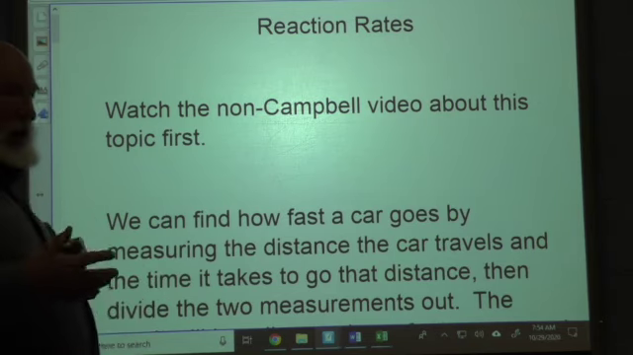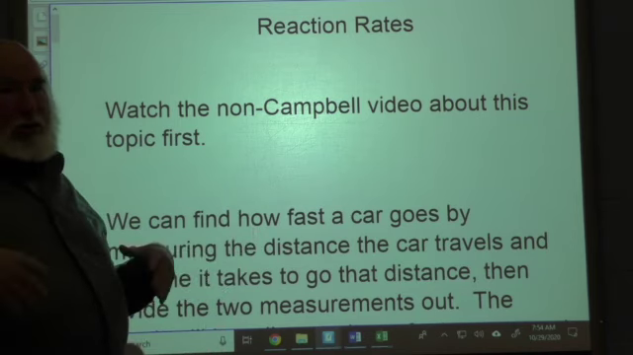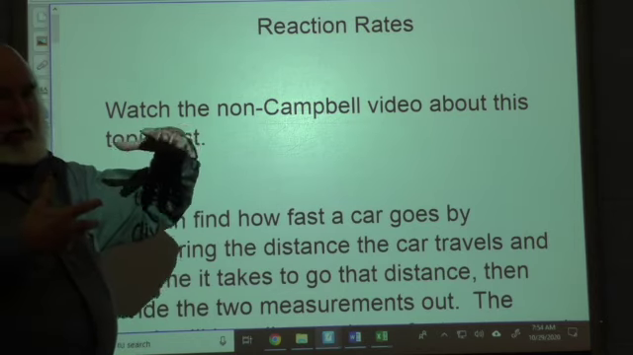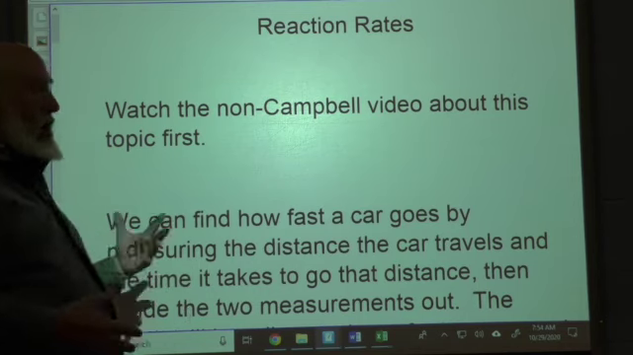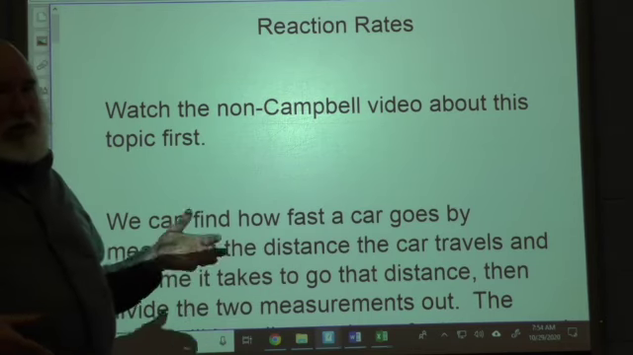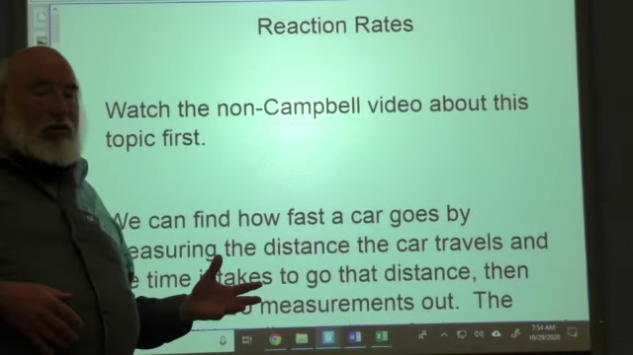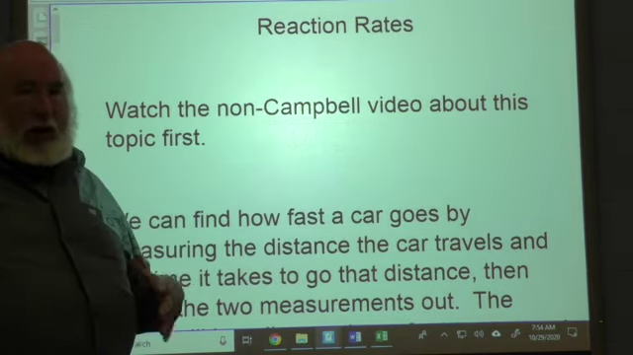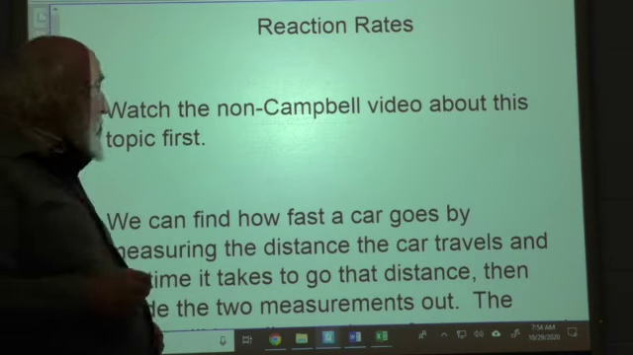Now, a rate is anything that is a comparison of two values, usually with time. So like in a car, you look at miles per hour. So you're comparing miles with hours, distance with time. Well, it's kind of hard to do that in chemistry with distance, but we can look in terms of how much of the reactants are used up or how much of the products are created over a certain period of time. That is the definition of a reaction rate.